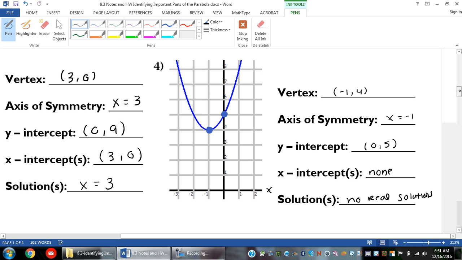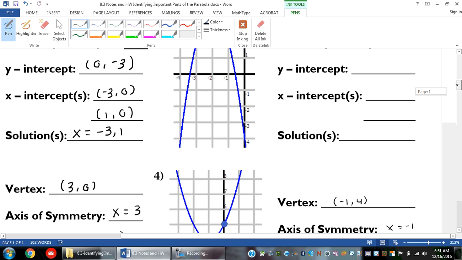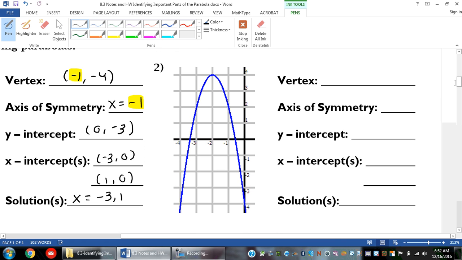All right, let's go ahead and jump up to 3. Again, let's go through my vertex, which is right here. My vertex is negative 2, comma 4, so my axis of symmetry will be x equals negative 2. My y-intercept looks to be down here, which is 0, negative 4.